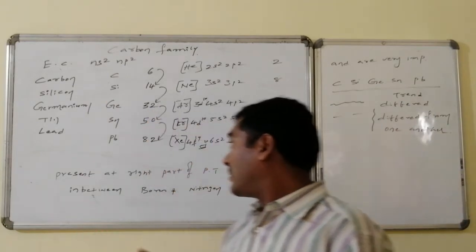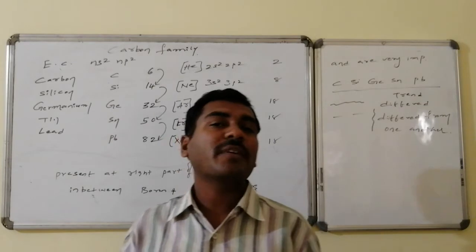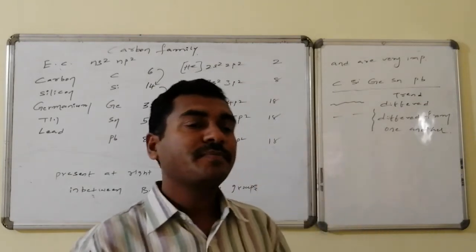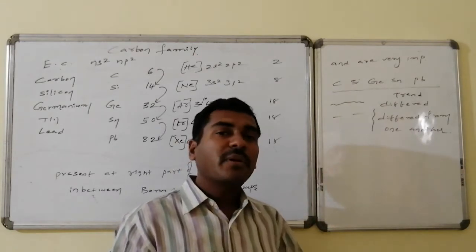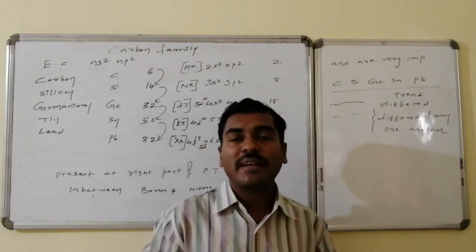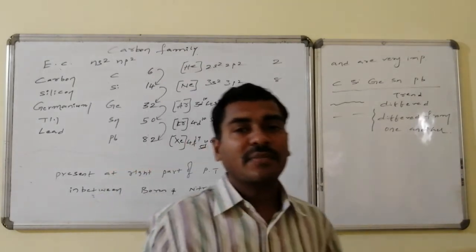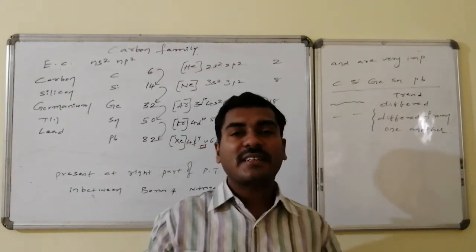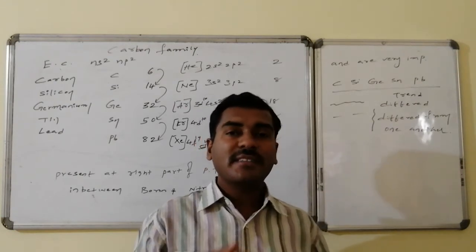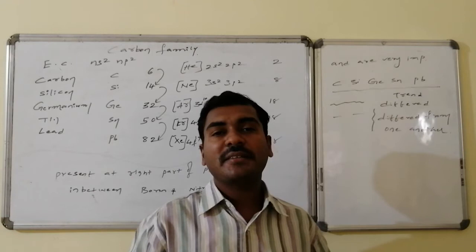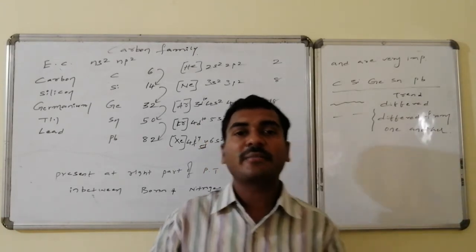These are present at the right part of the periodic table, in between the boron family and the nitrogen family, and their properties are in between them. And this is very important: count the number of penultimate electrons. As far as the electronic configuration is concerned, they maintain regularity. But carbon and silicon vary to a certain extent from the regularity, because they do not have 18 electrons in the penultimate shell.